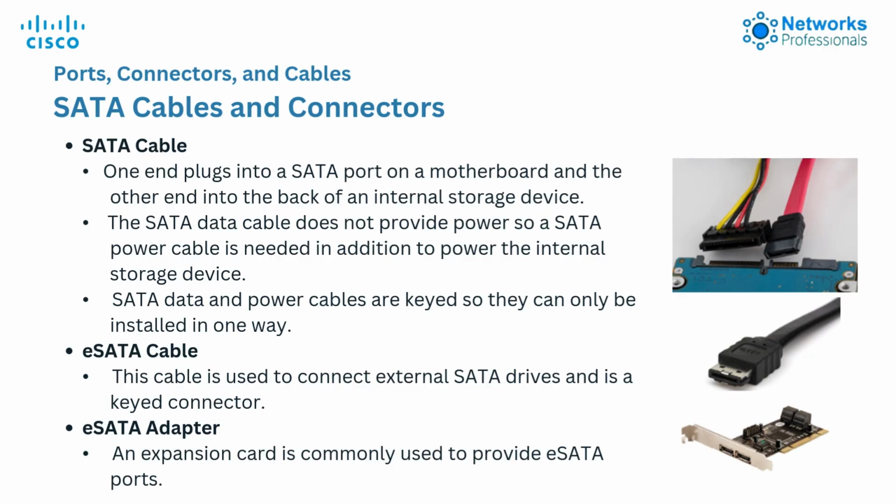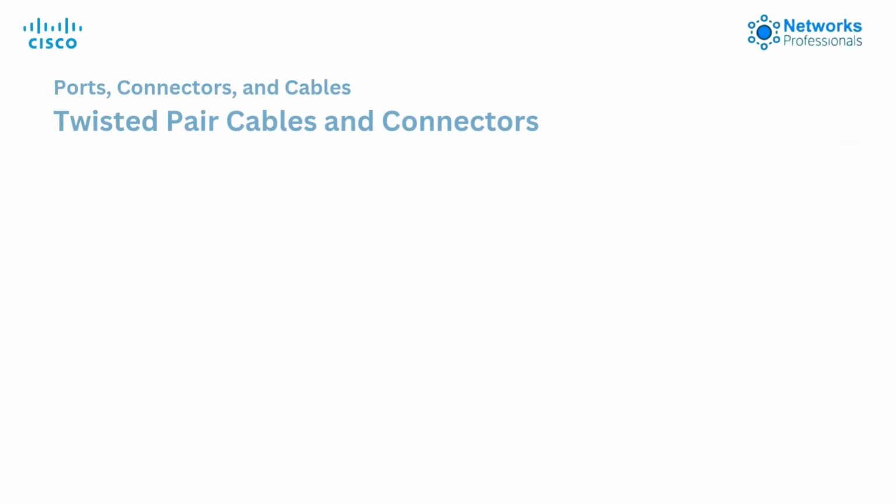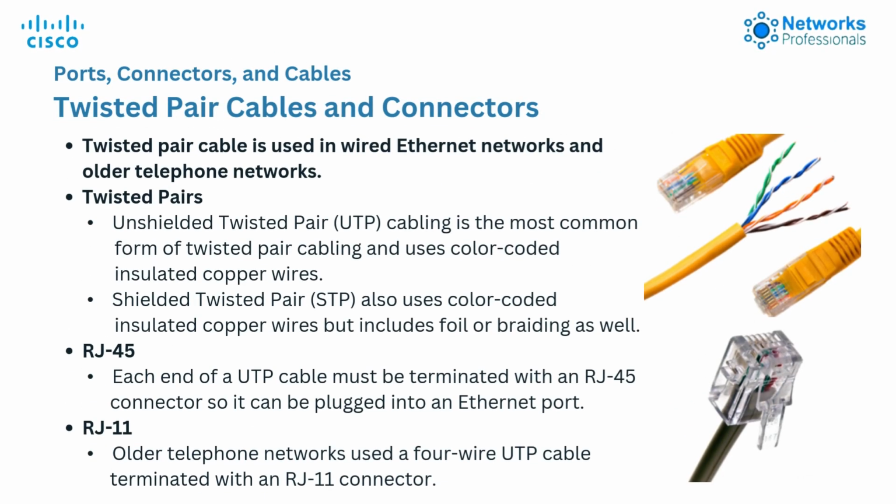eSATA cable. This cable is used to connect external SATA drives and is a keyed connector. eSATA adapter. An expansion card is commonly used to provide eSATA ports. Twisted pair cables and connectors. Twisted pair cable is used in wired Ethernet networks and older telephone networks.